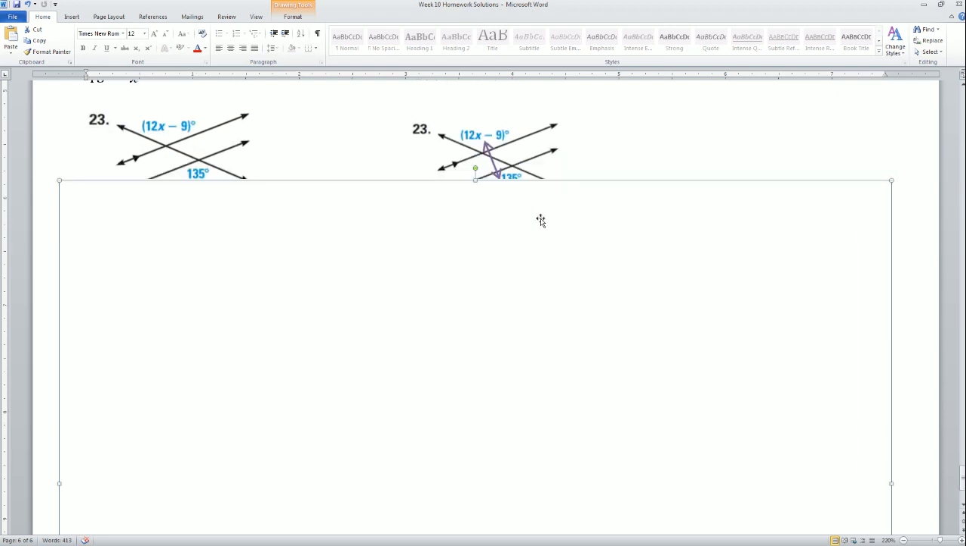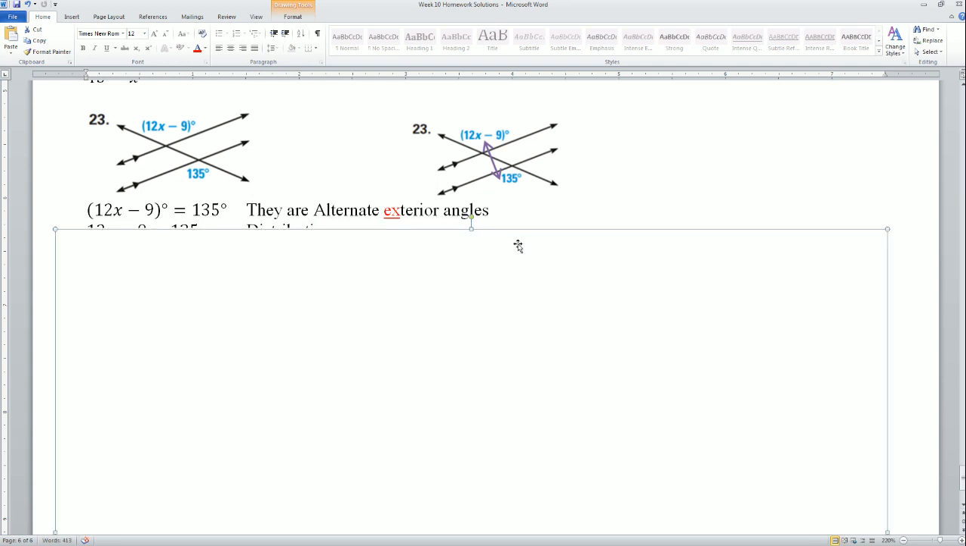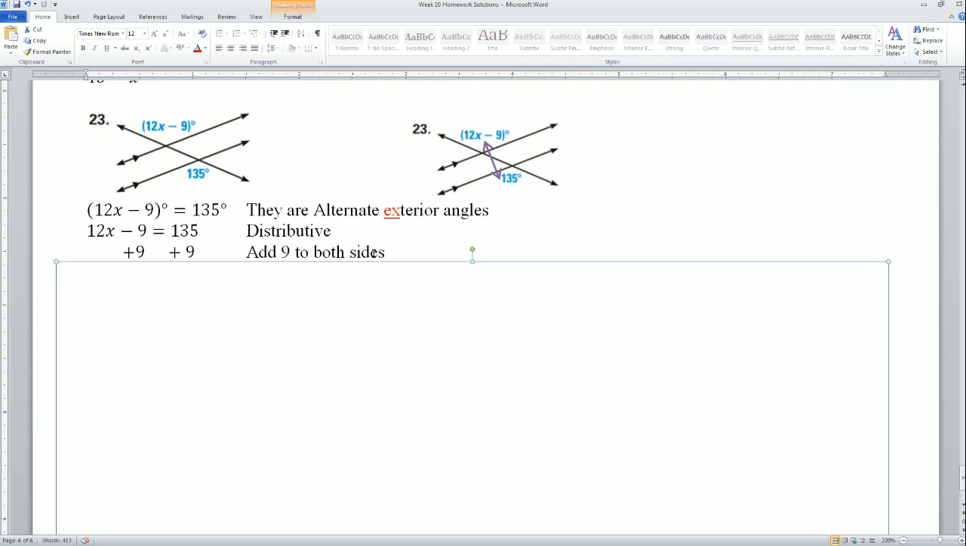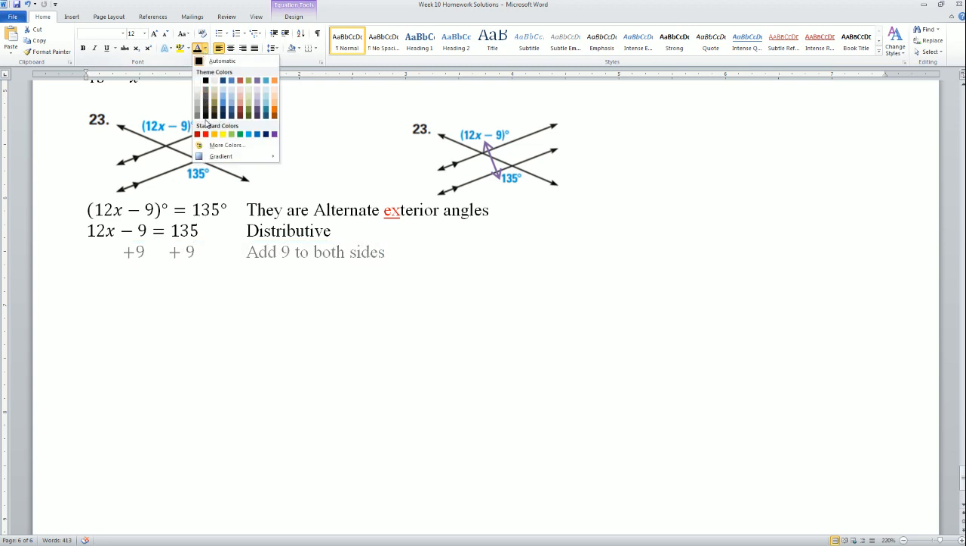23. Okay. How are these two related? They are alternate exterior angles because they're on opposite sides. So they're alternate. They're on the outside, so we call them exterior. They are the same. They're congruent, so I set the left side equal to the right hand side. Distribute the 1, so I get 12x minus 9 equals 135. Right? Let's make this red.